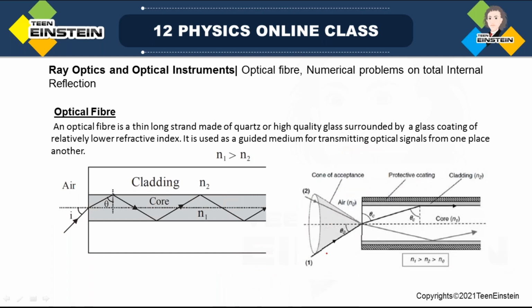See here, this is the cone. I have shown you from this side, but even if you have light from this side also, it will suffer total internal reflection. Within this cone, whatever light goes will suffer total internal reflection. This is called the cone of acceptance.